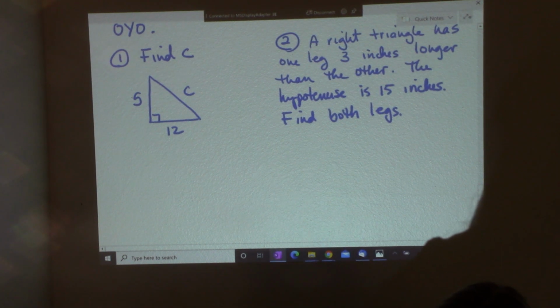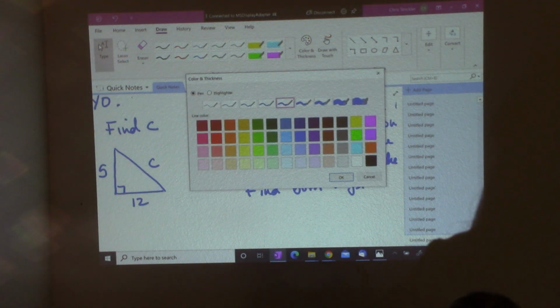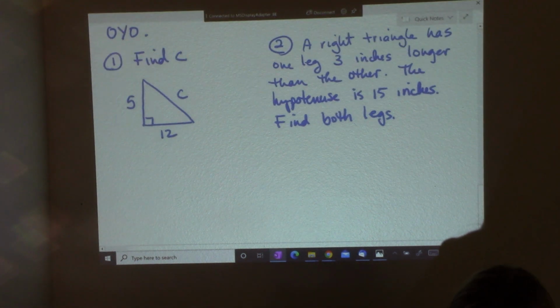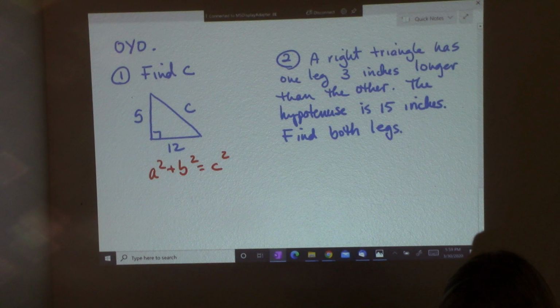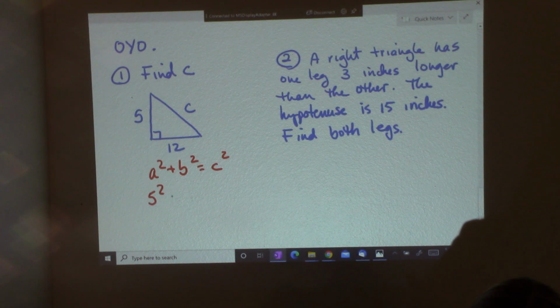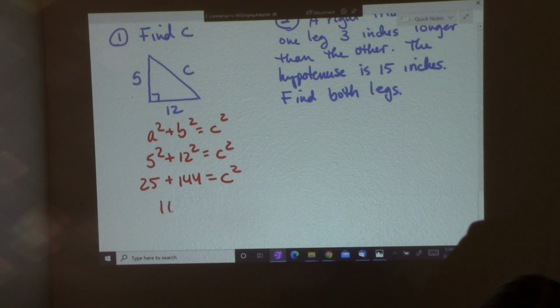Okay, so let's do these. I'm going to change colors. And I'm going to go kind of fast. If I'm going too fast for you, again, pause whenever you need to. But I want to make sure I have enough time here to get everything done. So I'm going to put all of this in. And I get 25 plus 144, check your work. And I get 169 equals c squared. And c, when I take the square root, is 13. There you go.